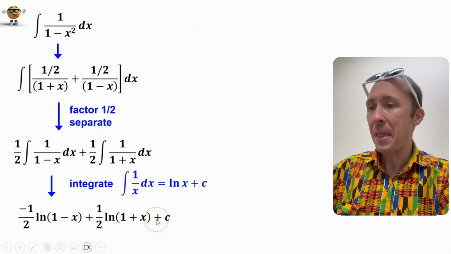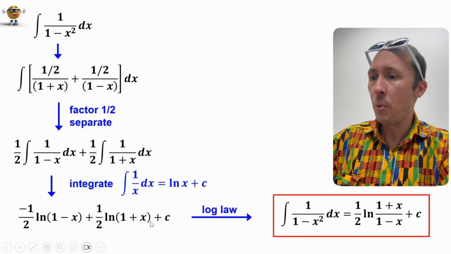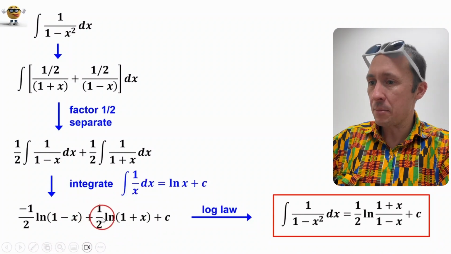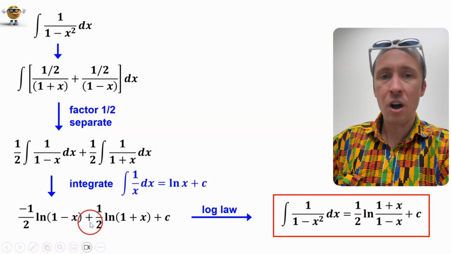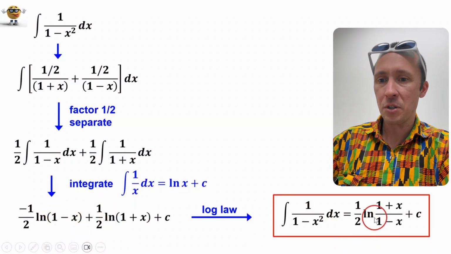plus our integration constant. And at this point, we're done, but we'll clean it up by invoking a log law where we can merge these two logs together. This is like subtracting the lns. I know there's a plus here, but because this is negative, when we merge these logs together using a log law, this 1 minus x goes in the denominator, which is what we got right here.